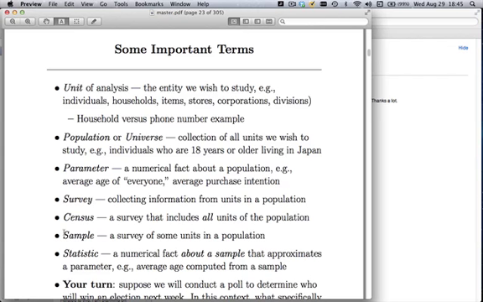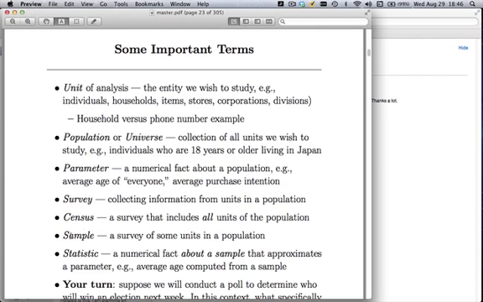The problem with the census is that it's really expensive. So very often our populations are quite large, so it's prohibitively expensive to do censuses in most instances. So in that case, what we're going to do is a different type of survey. Remember I said there are two types of surveys: censuses, and the other is a sample.